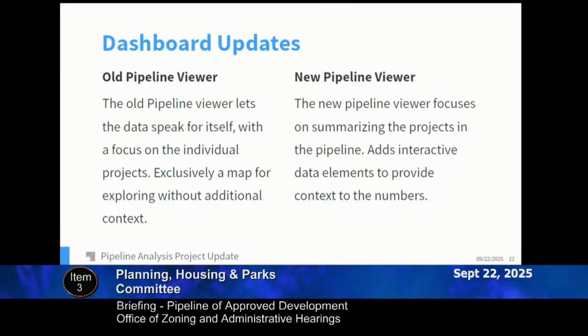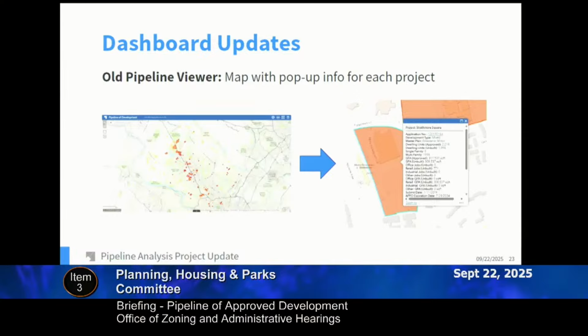Our old application focuses on the individual characteristics of each project, but doesn't try to summarize or contextualize the data. The new application puts the focus on summary numbers as well as visual elements to illustrate key aspects of the data, as we will see. As you can see, the old application is focused on the project level. It does not attempt to summarize on any metric. It aims to clearly show locations and details of each individual project.